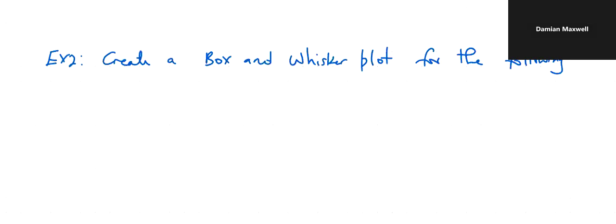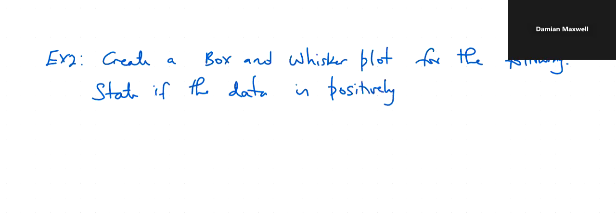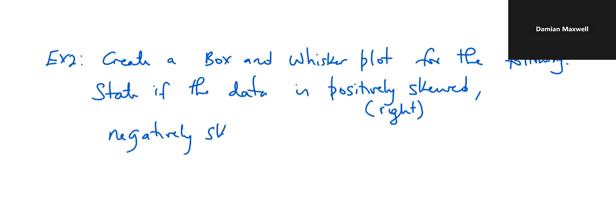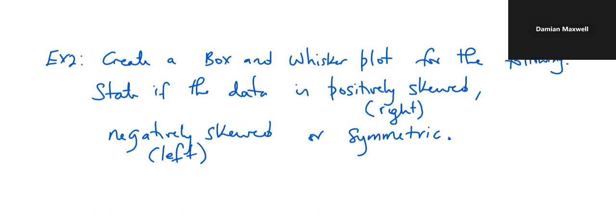And I also want you to state if the data is positively skewed. Positively skewed means the tail is to the right. Negatively skewed means that it's skewed to the left, or if it is symmetric. Symmetric would mean it's not skewed to the left nor to the right, it's central.